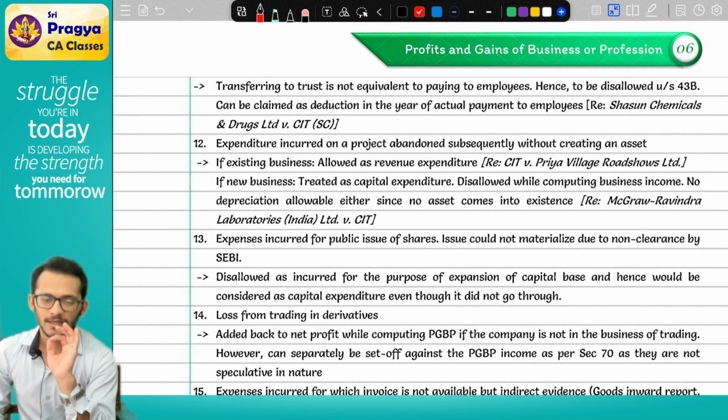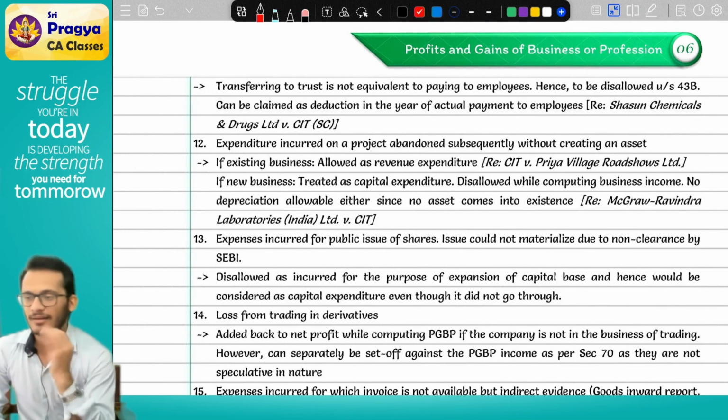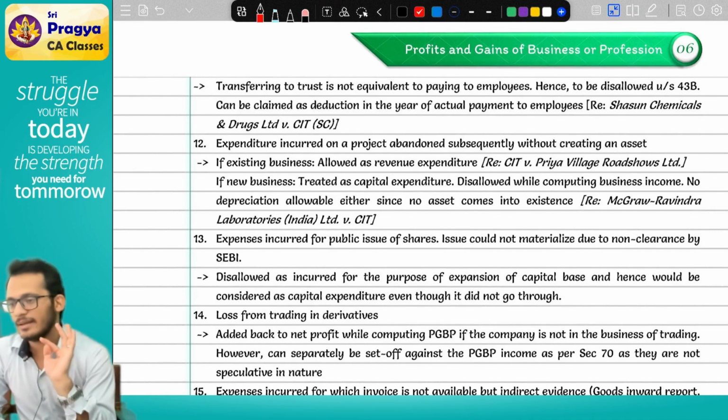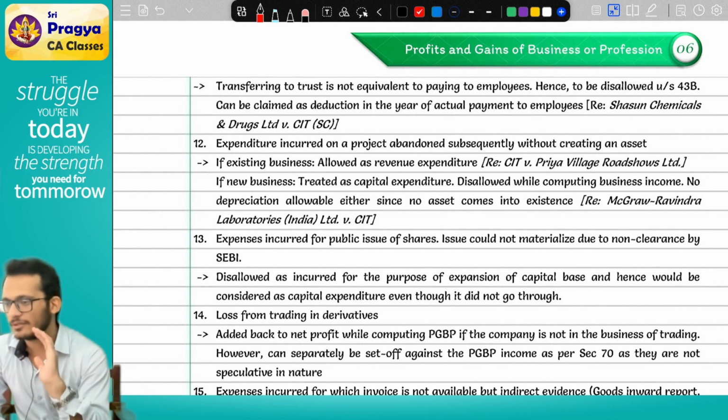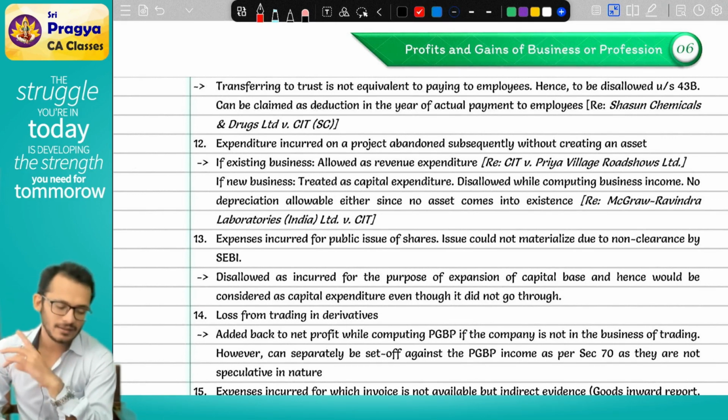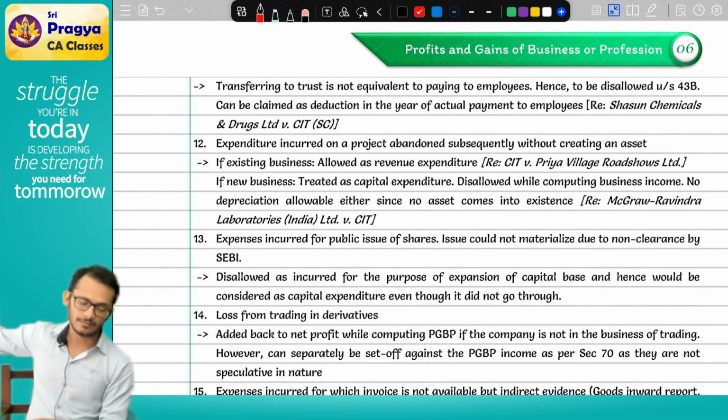Everyone quoted Priya Village roadshows and claimed it as deduction. ICAI came and said, no revenue for you. This is a capital expense, and they deleted everything off. But yes, this was very wrong of ICAI because this also was a case law which was not notified. Study material, the suggested answers came with this.